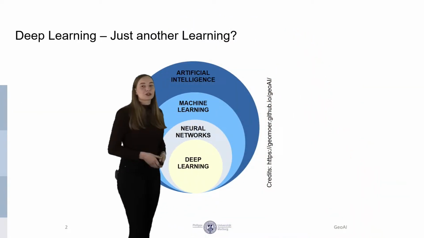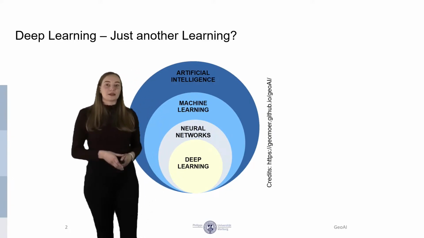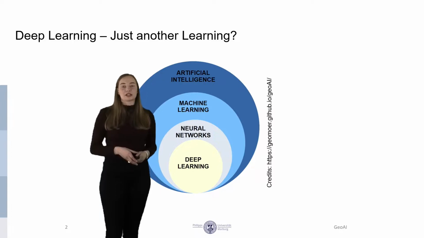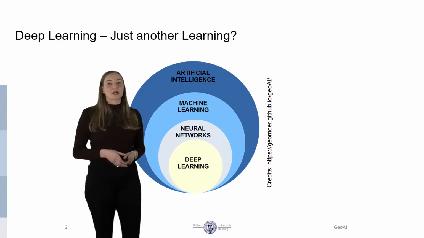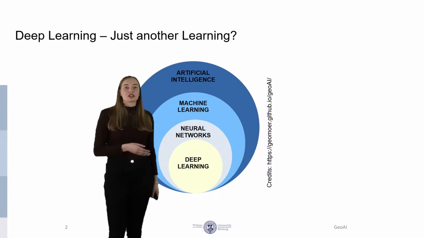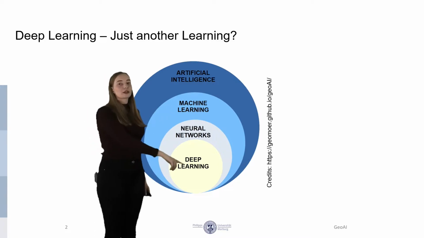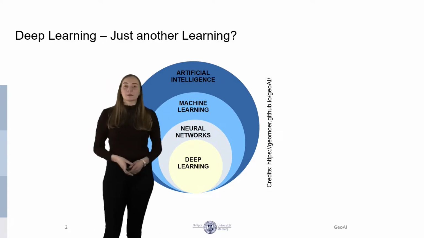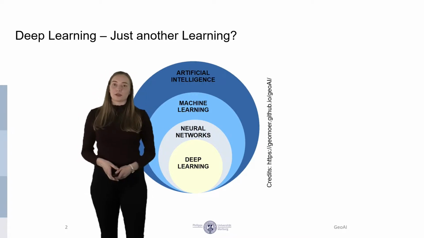So at first we want to have a quick look at where deep learning actually is in the field of artificial intelligence. Last unit we already talked about the random forest module, which is a machine learning algorithm, and the deep learning algorithms are also a part of machine learning, and to be more specific, they are part of the neural networks.